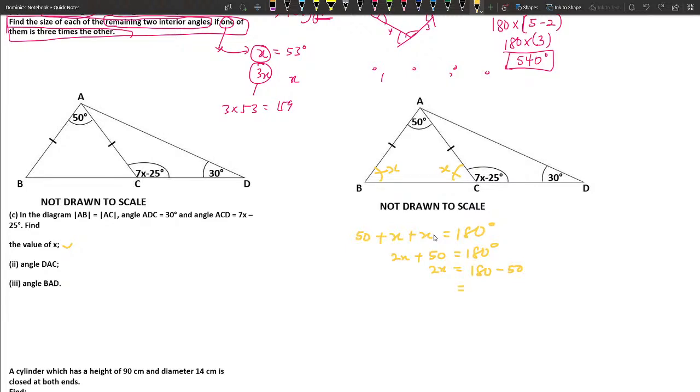So subtracting, we'll have 65. Is it 65? 165 or 65? Look, I'm making Elon confuse me. It's 130. So 130, and then 2x. We'll divide both sides by 2. That's when we'll get 65. X is what? 65 degrees.